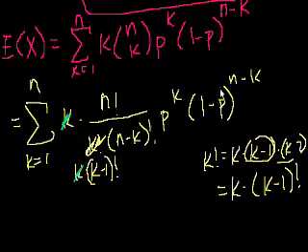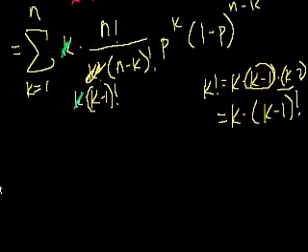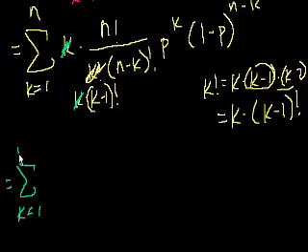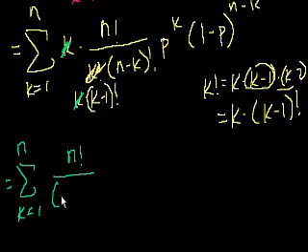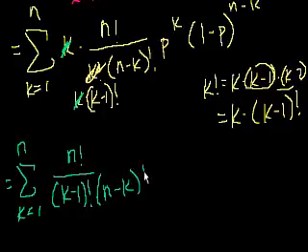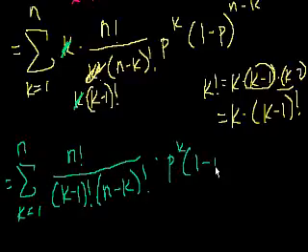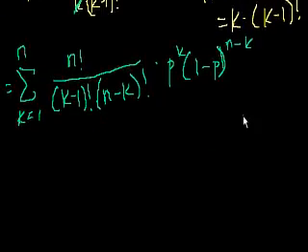So if I cancel that out, I think this warrants rewriting the whole thing again. Now we have, I guess you could argue, simplified it to the sum from k equals 1 to n of n factorial over k minus 1 factorial times n minus k factorial, times p to the k times 1 minus p to the n minus k. And let's do another simplification. We kind of know where we're heading: this should simplify to n times p.